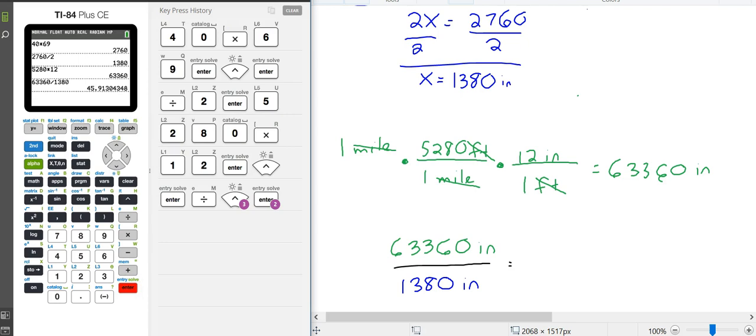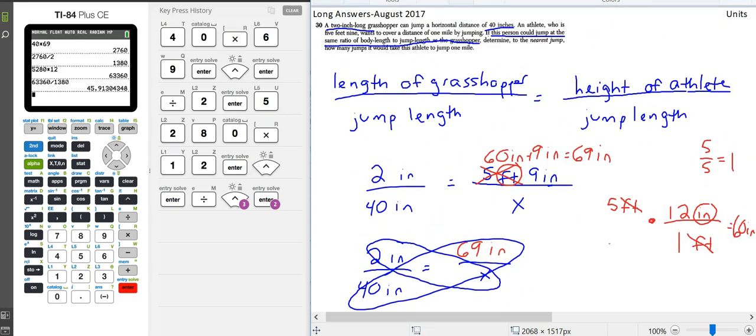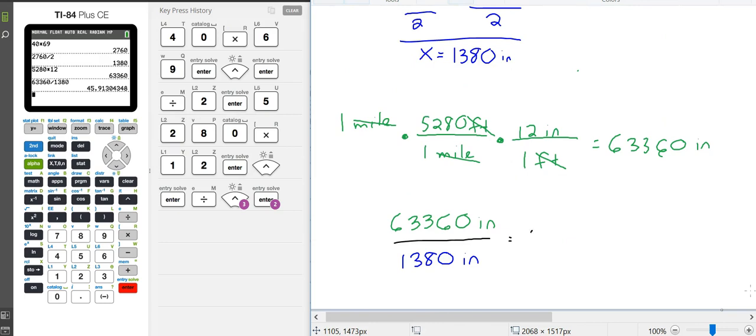He can't do a part of a jump. He can only do whole jumps. It says to round to the nearest jump, and that would be 46 jumps. It would take this athlete 46 jumps to cover the distance of 1 mile.